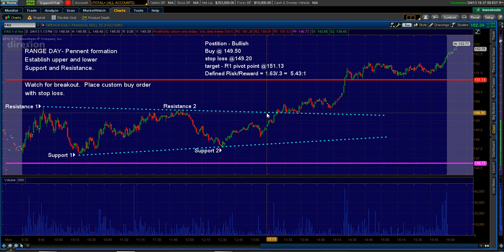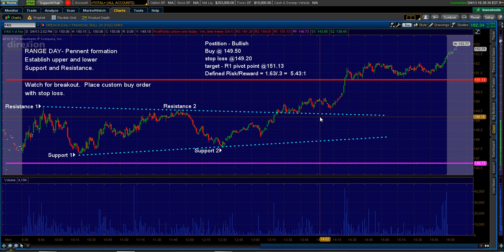It actually occurred to the upside. And when you're looking to enter a bullish position like that, we're going to watch for a breakout above that resistance line, and then place a custom buy order with a stop loss. The position overall is bullish, and since I was able to extend this resistance line out pretty far, it wasn't sloping very hard to the downside, so I was able to gauge a decent entry point and a decent stop loss.